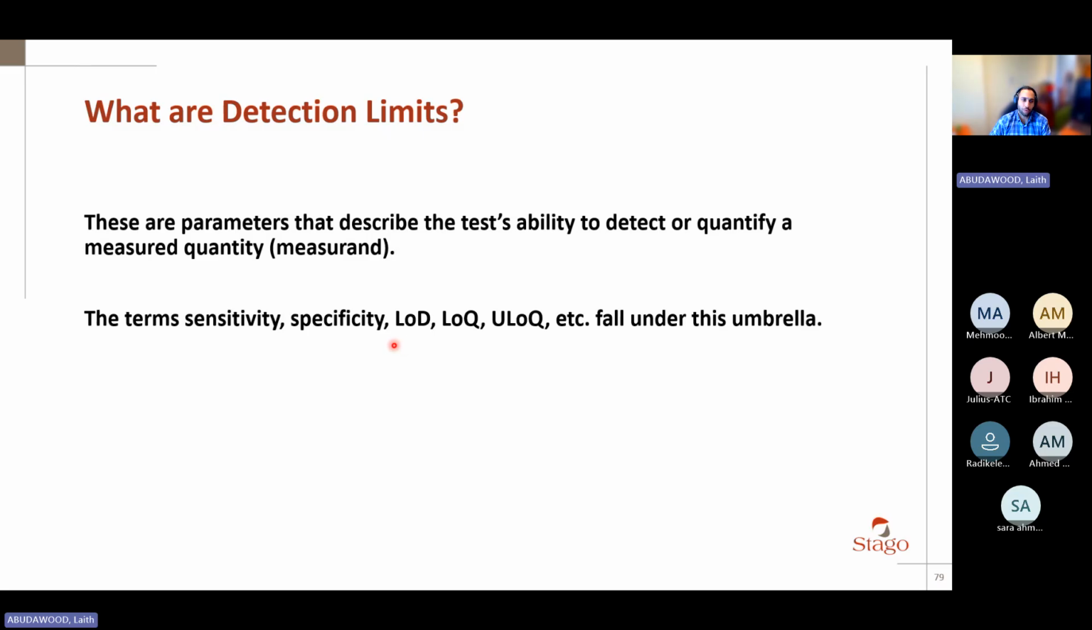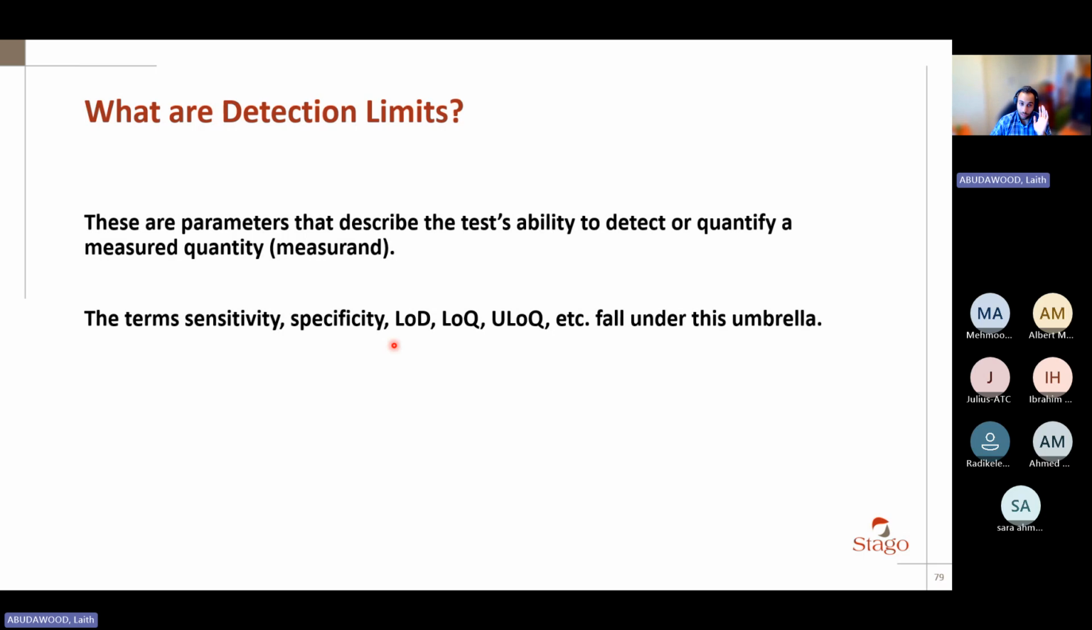So, for example, you have analytical sensitivity. How sensitive is the test to a certain measurement? Or diagnostic sensitivity. How good is the test's ability to detect the presence of a disease or a virus or a bacteria? There is negative predictive value. These things can all become very messy and they are not standardized uses.